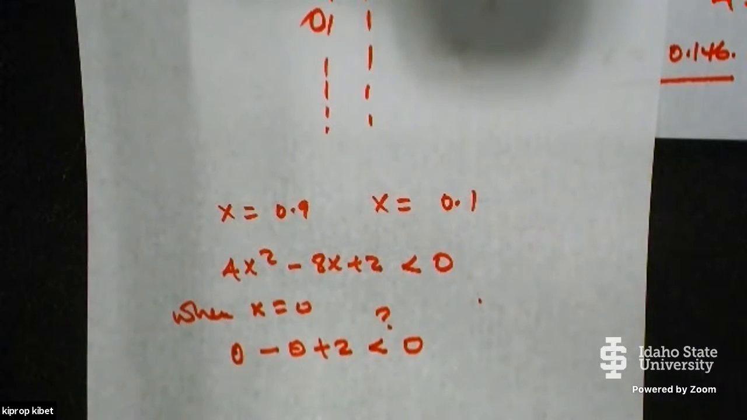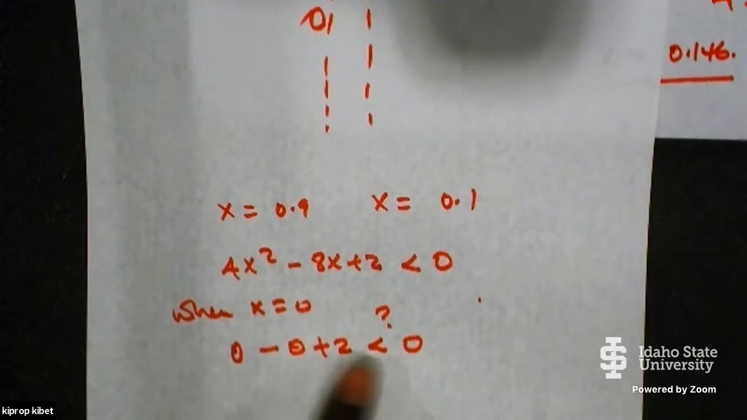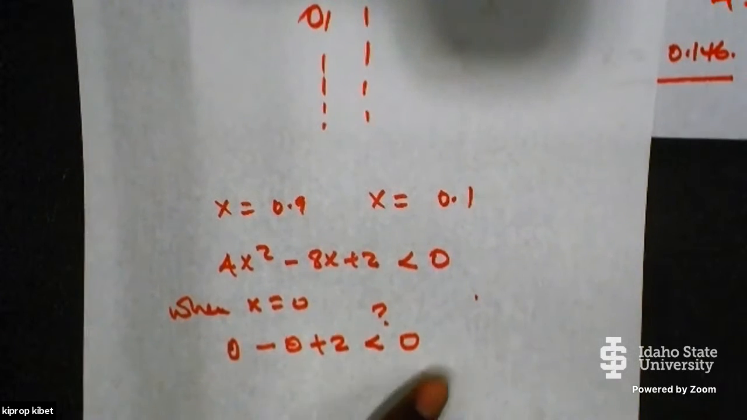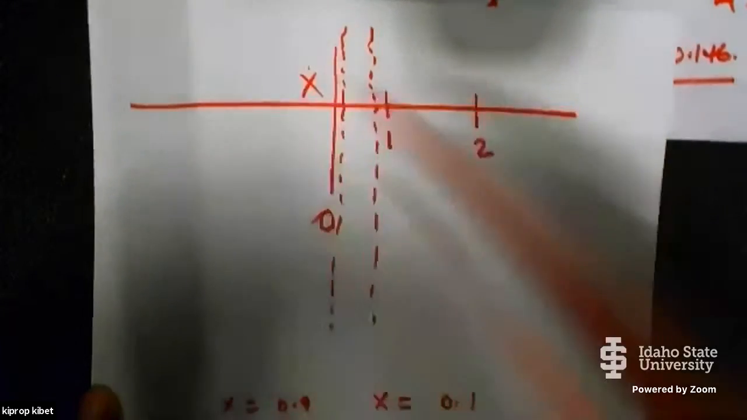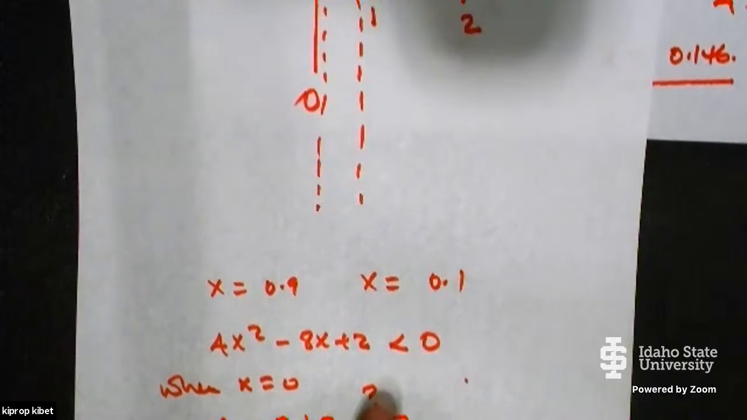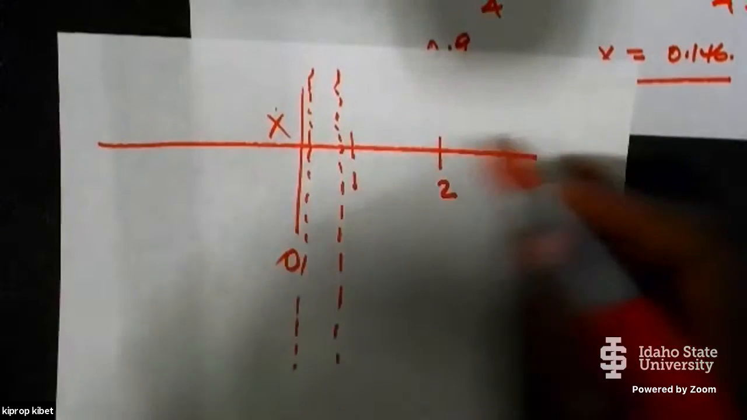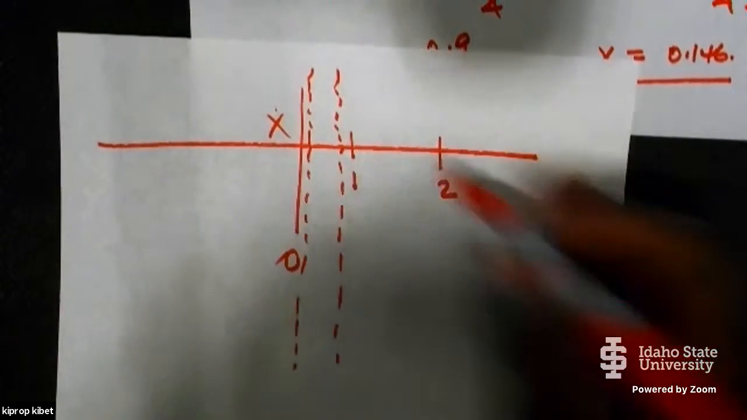It is not, right? So 2 is not less than 0. So this side will not agree with this inequality. So let's go to the other side. Let's leave alone the middle side first.